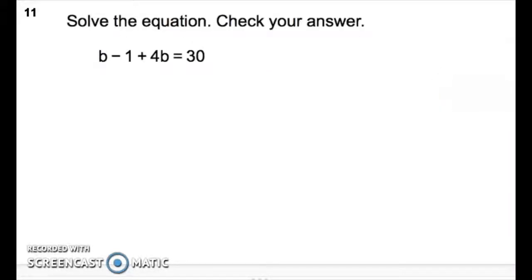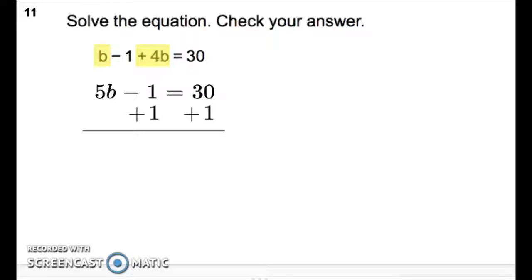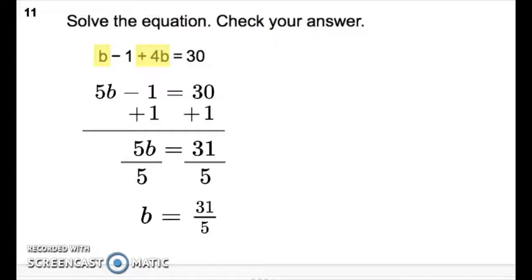Number 11. Solve the equation. We have b minus 1 plus 4b equals 30. Our like terms are b and 4b, so we've got to combine them first. b plus 4b is 5b, then minus 1 equals 30. Add 1 to both sides, we'll have 5b equals 31. Divide both sides by 5, and we'll get b equals 31 over 5. And it doesn't reduce, so we leave it like that. And that's going to be the answer.